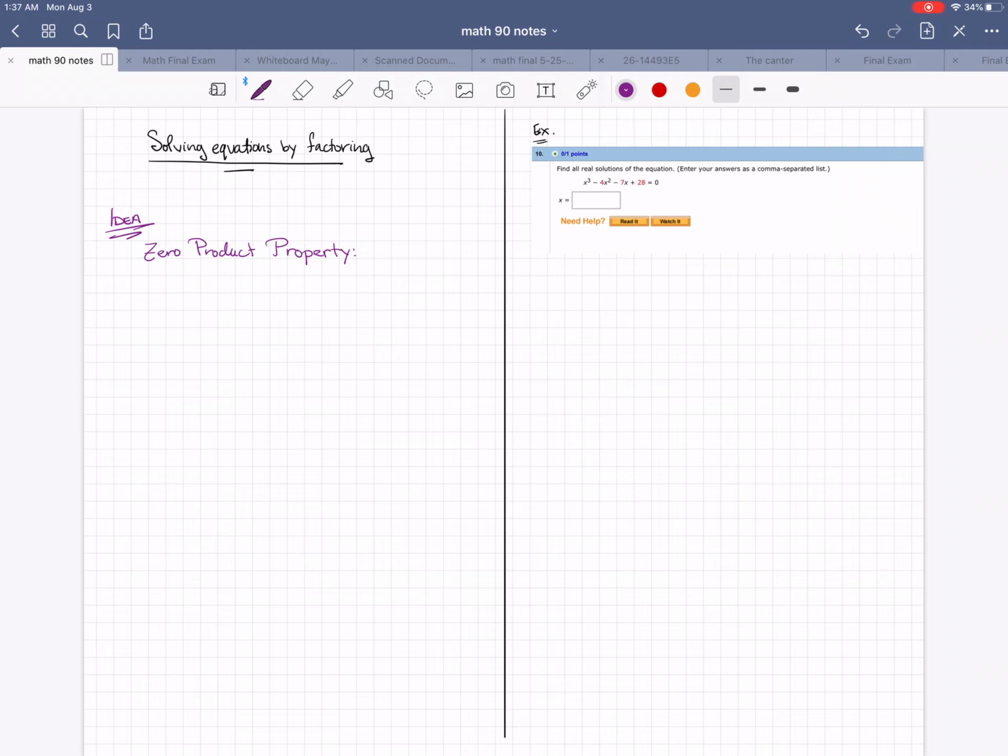So the idea behind it is that if the product of two things is zero, and I can't stress enough the importance of the fact that this is zero, this is not true for any other number, but if two things multiply to zero, then one of them has to be zero. And really, it would be more correct to say at least one of them has to be zero. Because, for example, if you're multiplying a thing by itself and you get zero, the only way that happened is if that thing was zero. So both of the factors would be zero in that case.